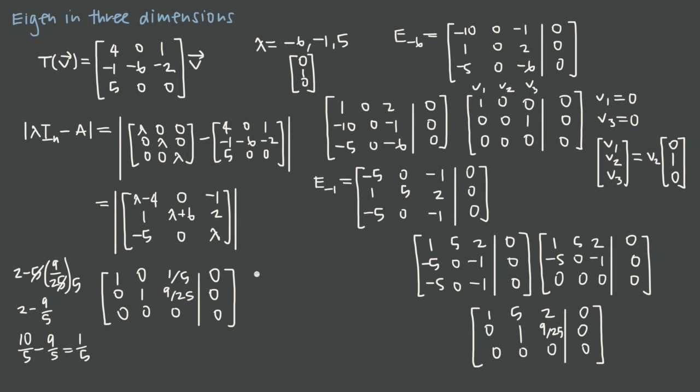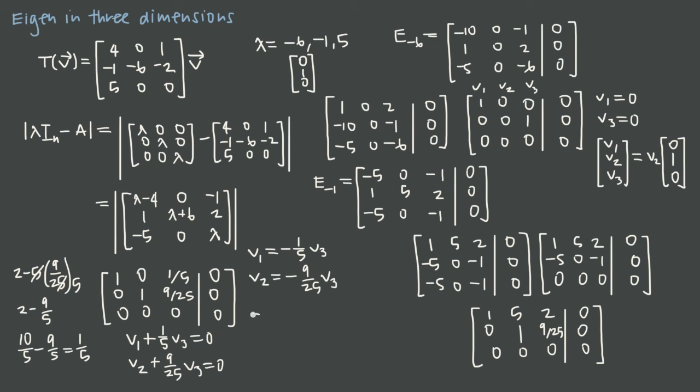Now we've got this in reduced row echelon form, and so we can pull out a system and say V1 plus 1/5 V3 is 0, and V2 plus 9/25 V3 is 0. If we solve for the pivot variables V1 and V2, we end up with V1 equals negative 1/5 V3, and V2 is equal to negative 9/25 V3.